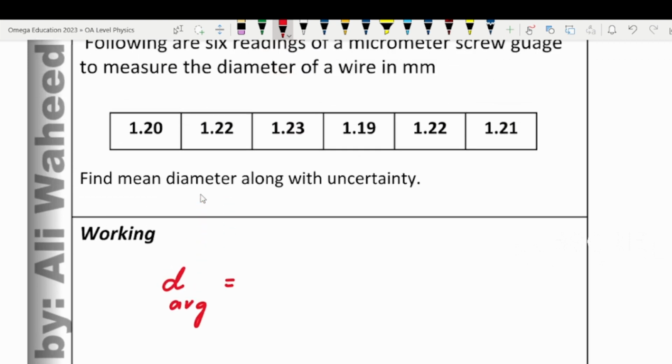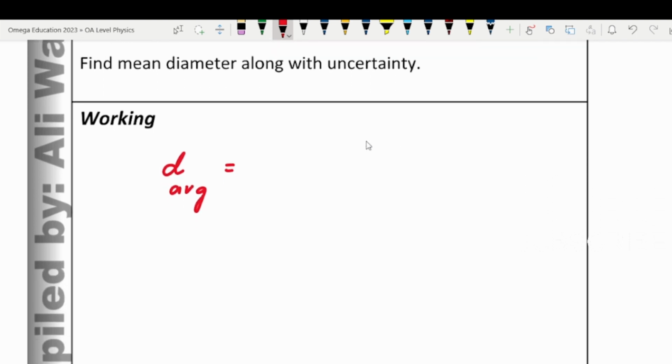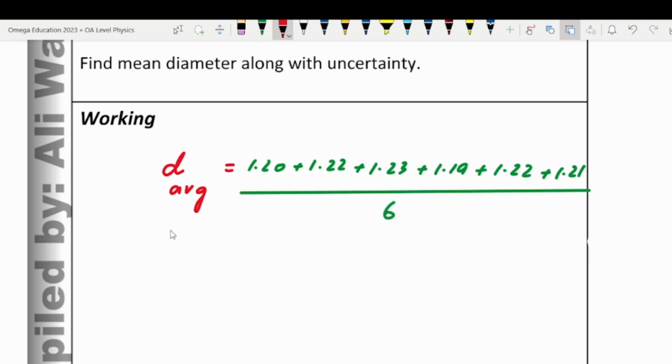All the values, 1.20 plus 1.22 plus 1.23, the sum of all the values divided by the number of values. Then you hit it on the calculator, and you'll get the average diameter as 1.21 millimeter. Just hit it on the calculator. Find the sum of all of it divided by the number of values. This is the average diameter that we have.